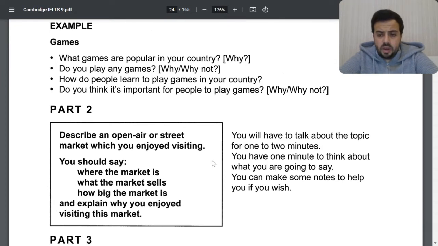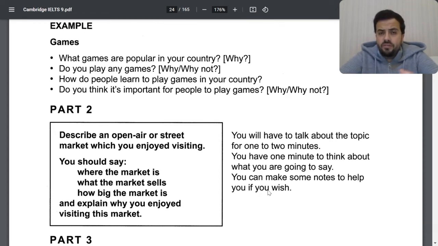So, in this part, you will have to talk about the topic for 1 or 2 minutes. You have 1 minute to think about what you are going to say. You can make some notes to help you if you wish. So during the exam, you will have some notes available if you want to write some notes. Of course, you can't read from these notes, they are just there to help you remember. So write them down. It's actually good for the examiner to see that you are using these notes. Describe an open air or street market which you enjoyed visiting.